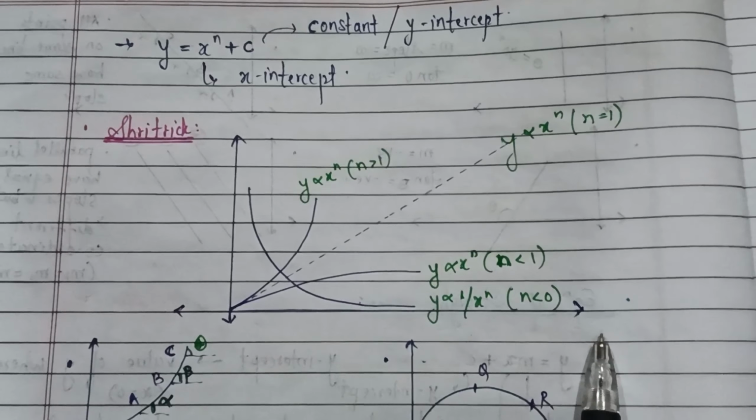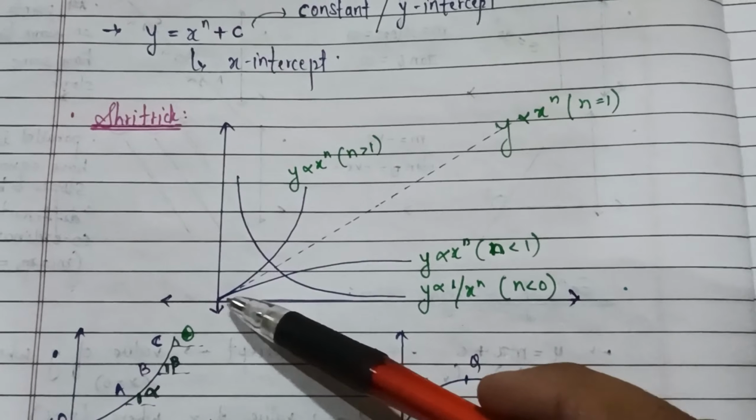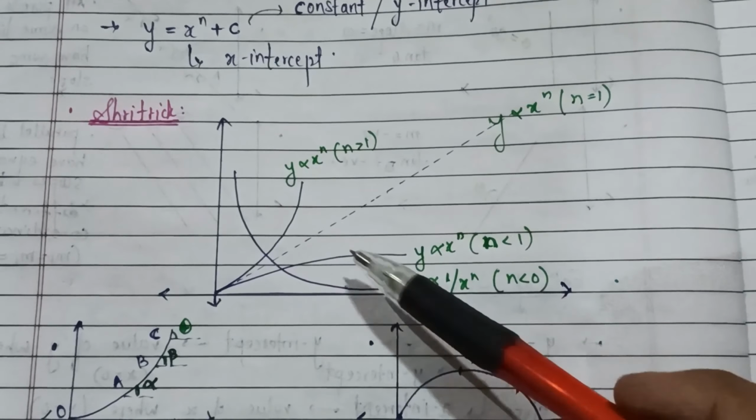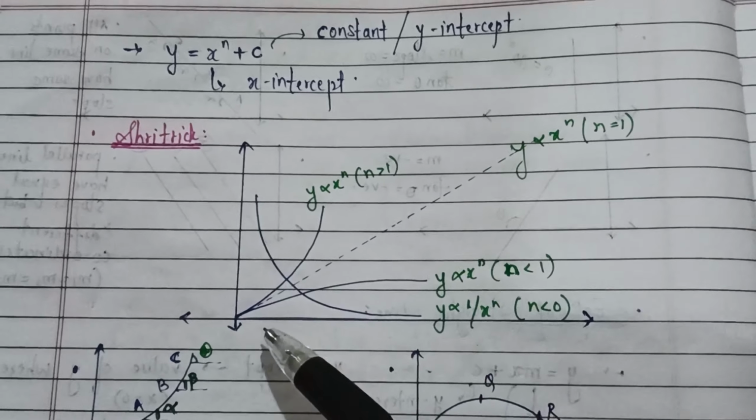For example, this is x-axis, this is y-axis. This is a parabolic graph. This is a rectangular hyperbola. This is a straight line.